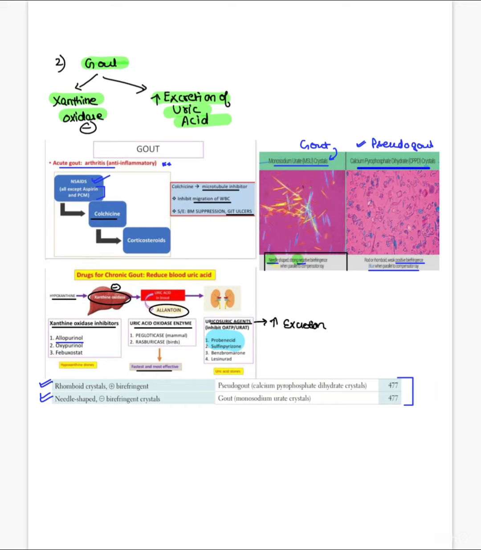So that is with the help of xanthine oxidase inhibitors, guys. Allopurinol, then you have oxypurinol, febuxostat, see "xo" coming in the name, guys. Okay, so this was the first question, guys, xanthine oxidase inhibitor.